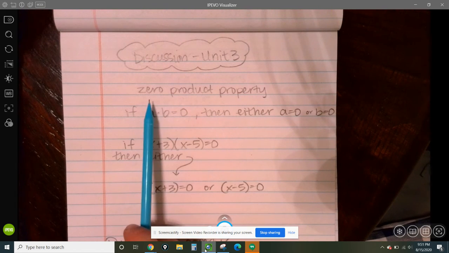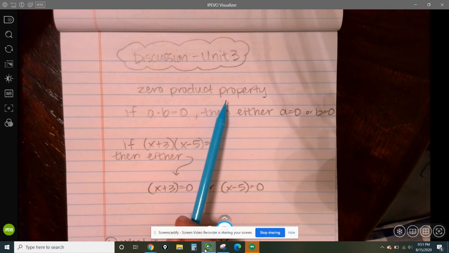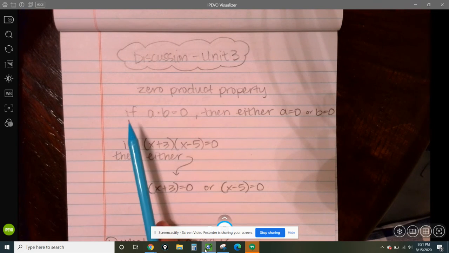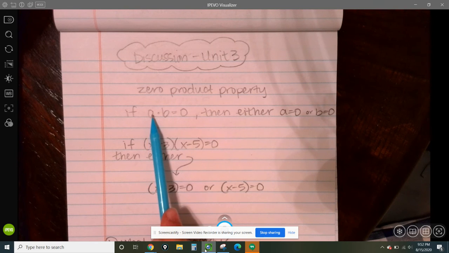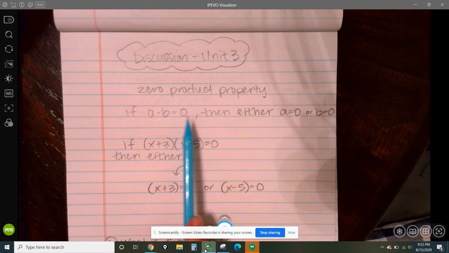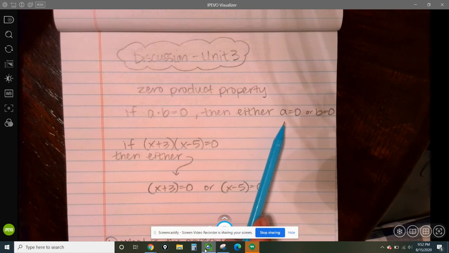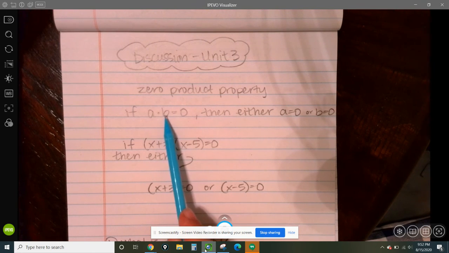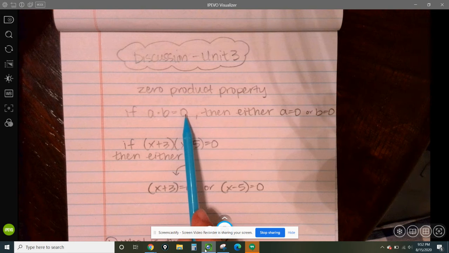So this discussion talks about the zero product property. So you should have learned about the zero product property in Unit 3. So what the zero product property says is if A times B equals 0, then either A equals 0 or B equals 0. So if two things are being multiplied together and they equal 0, one of them has to be 0. There's no other way to get the answer of 0.